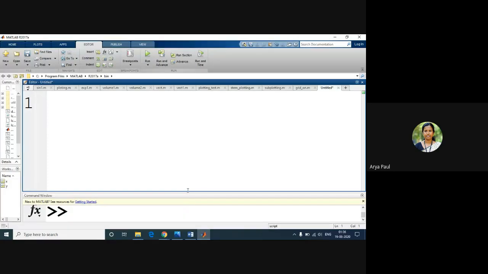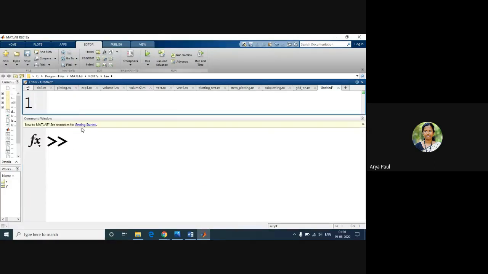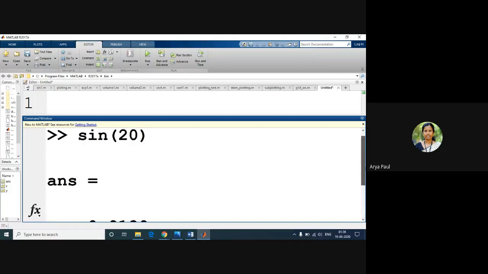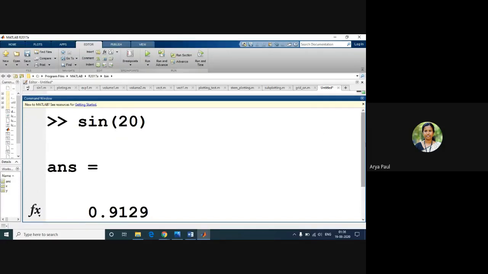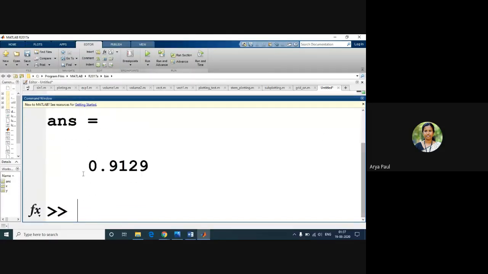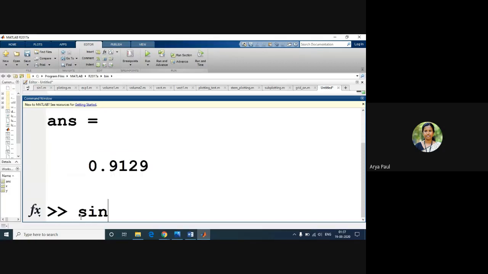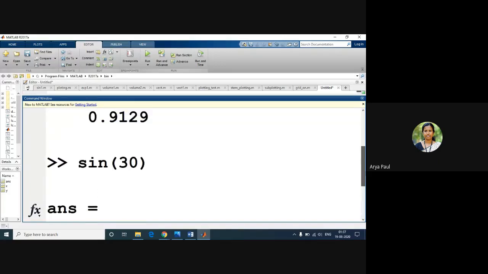Okay, now we will familiarize with the sine function. In the command window, you can just type sine of 20. You will be getting a value, and you can see the answer displayed here. Just type sine of 30. You can see here. So what is your interpretation here?